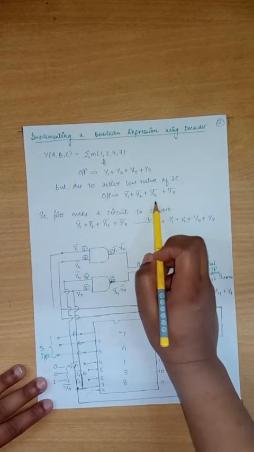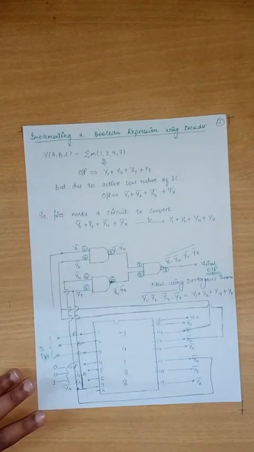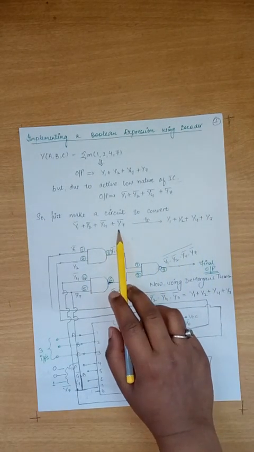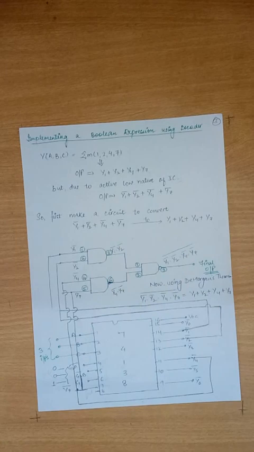plus y7 bar. So first of all, we need to design a circuit which will convert all these bar terms to terms without bar. So how to do it? This is the explanation for that.